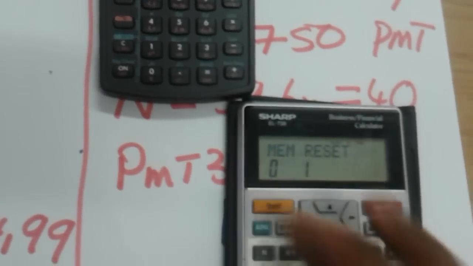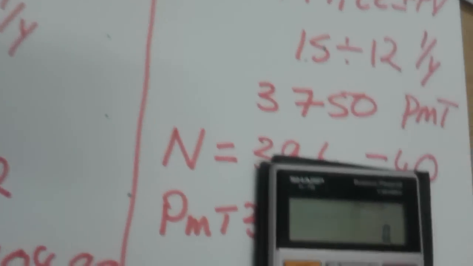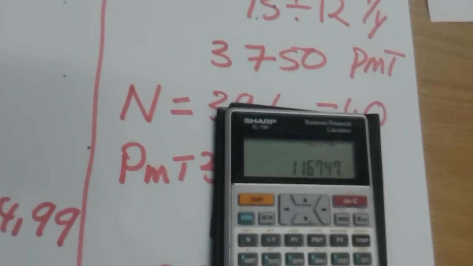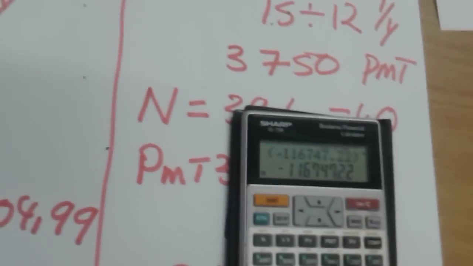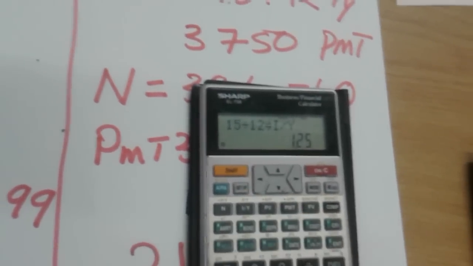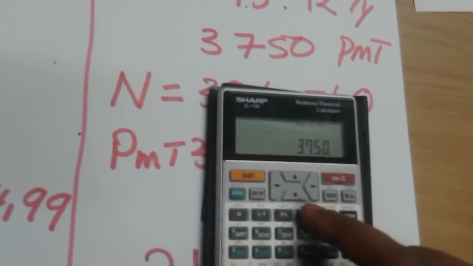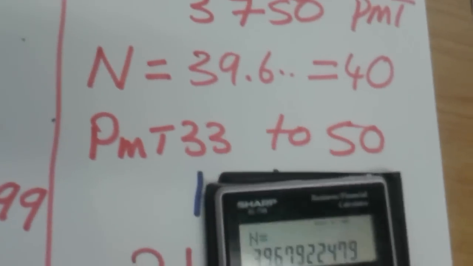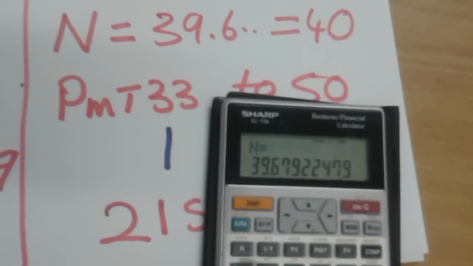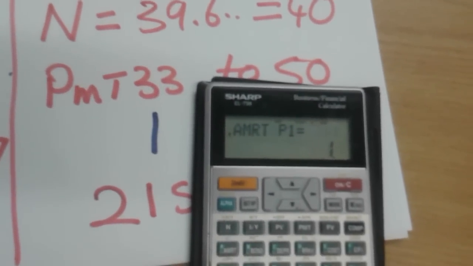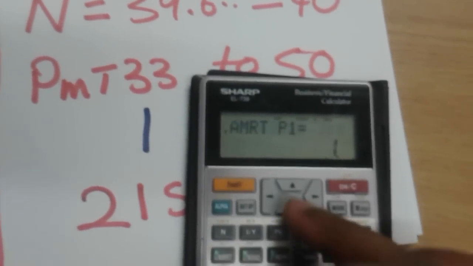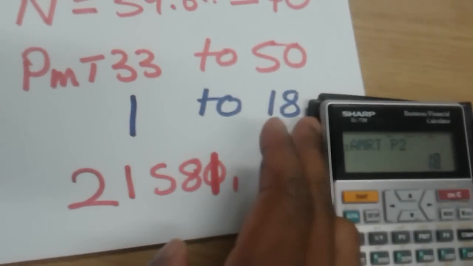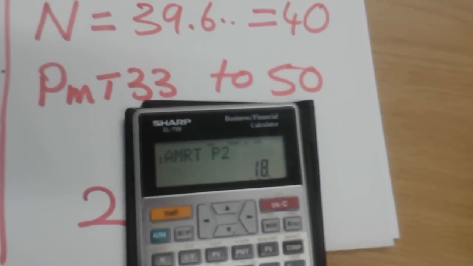And as usual, second function alpha 00. So let's go. 116,747.22 plus minus PV. 15 divided by 12 is our I, and 3,750, that's our PMT. And then you compute your N, which we got the same answer as that one. Now you say amort, right? So P1 is already at 1, so it's fine. So you go down to P2, and then you put 18 there, because remember we want 1 to 18. So you say 18, then you say enter.